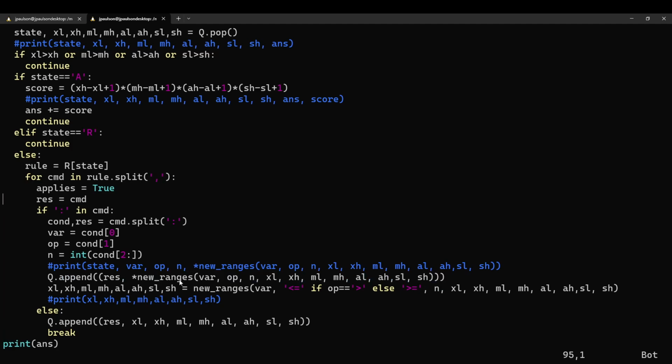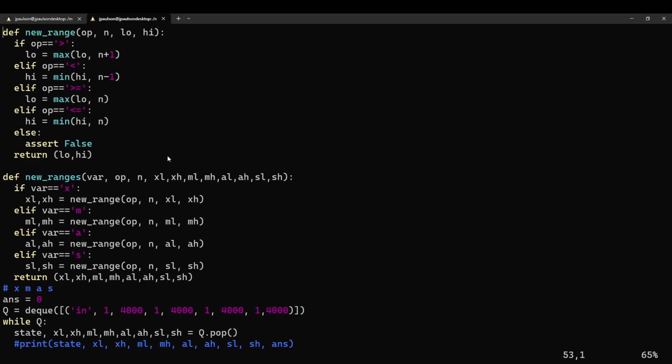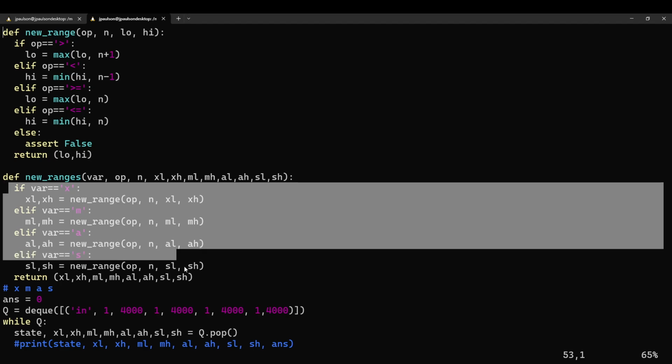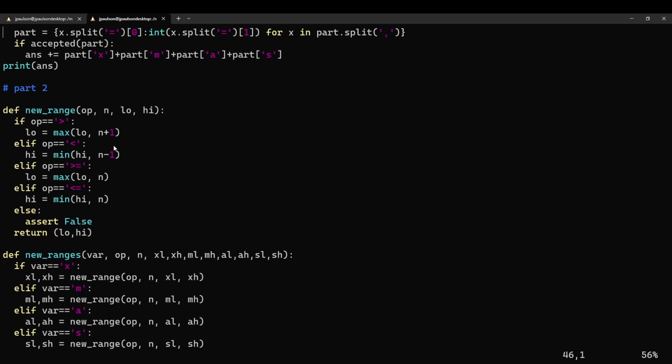New ranges takes a pile of parts defined by this horrible list of 8 numbers and gives you back the new pile of parts that actually complies with the rule, depending on which variable we're looking at. It's going to affect that range of parts, right? If we have a rule about x, then the intervals for m, a, and s are unaffected. The interval for x is affected, and it's just affected.